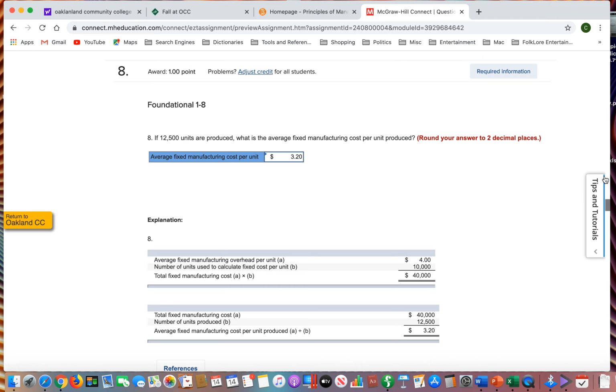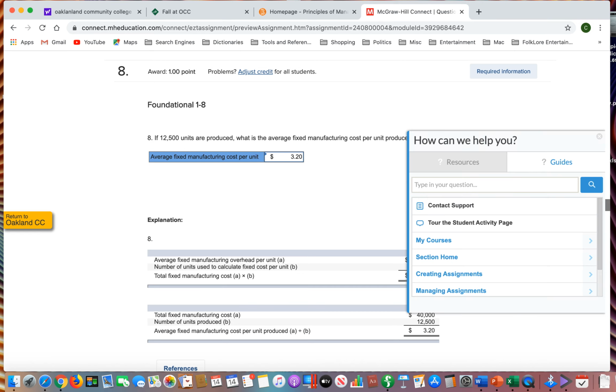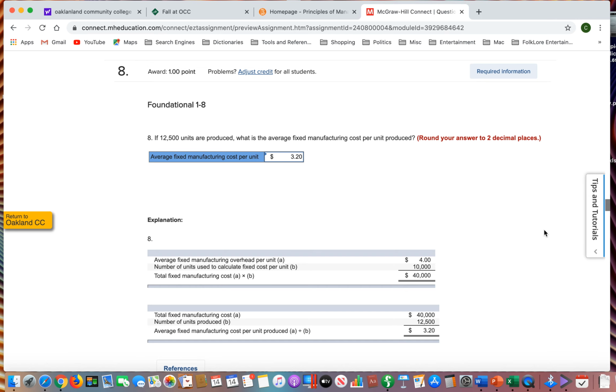You don't have to do it my way. This way is fine. This way is fine. Let's say there's more than one way to figure this out. So don't forget the production went up, so the fixed cost per unit went down from $4 to $3.20. Okay? All right, let's go to problem number 9.